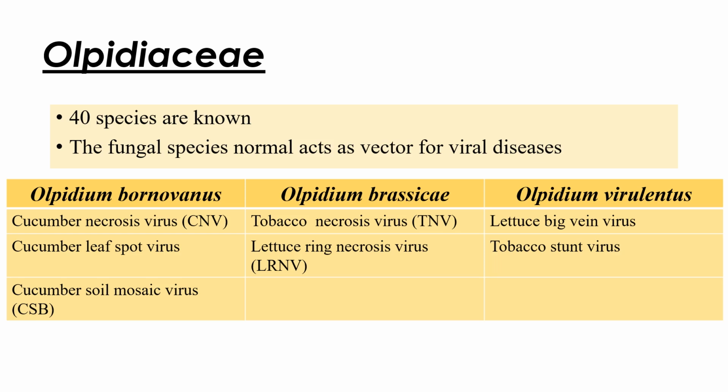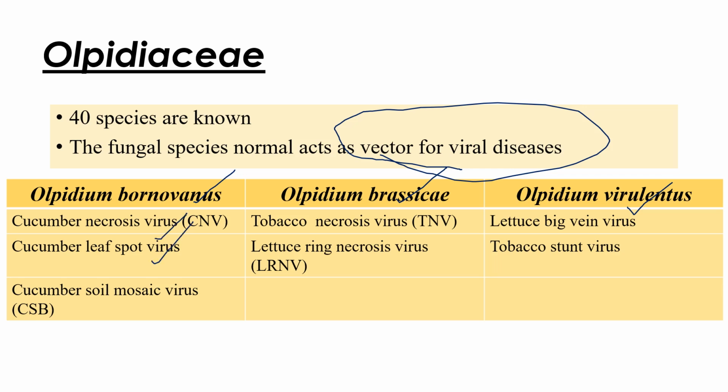All the members of this Olpidiaceae act as vectors for plant viral diseases. There are a couple of species I mention here: Olpidium bornovanus, Olpidium brassicae, and Olpidium virulentus. If you take a look at Olpidium bornovanus, cucumber necrosis virus, cucumber leaf spot virus and cucumber soil-borne mosaic virus are known to be transmitted by it.